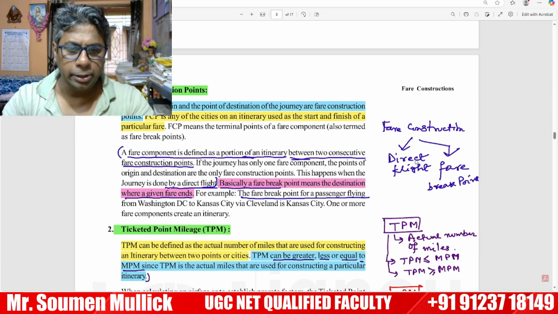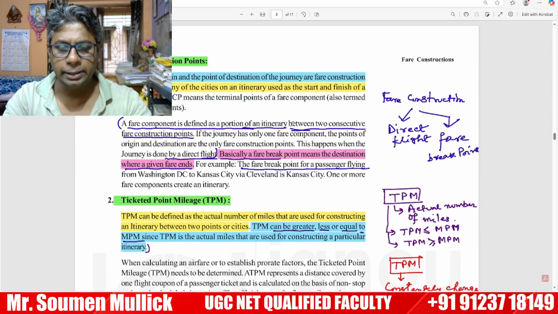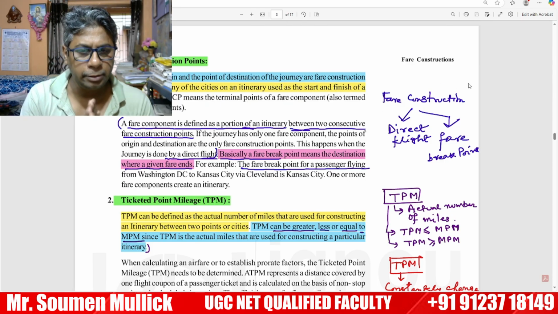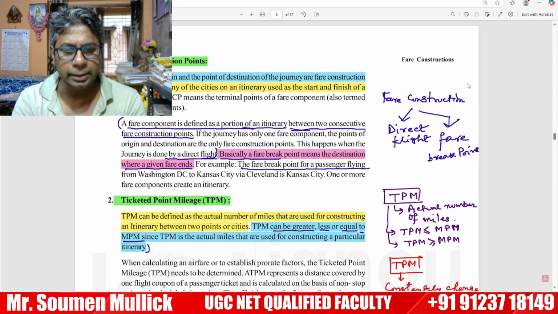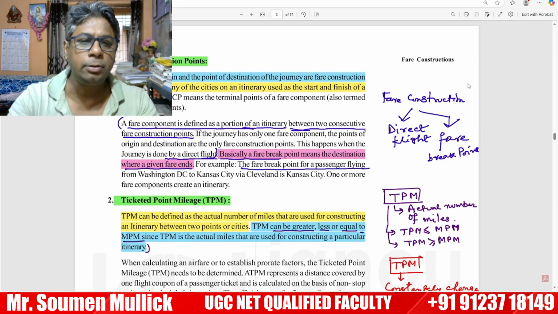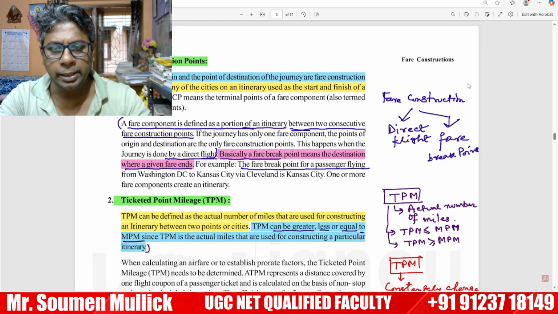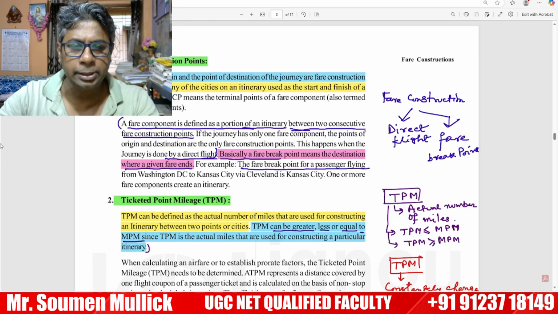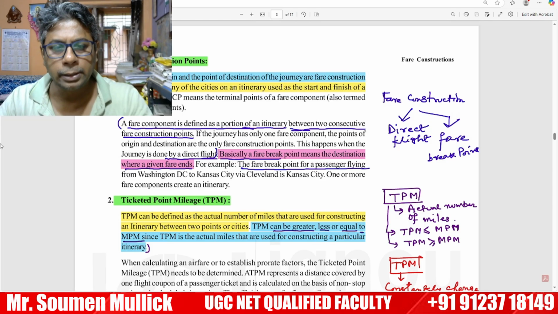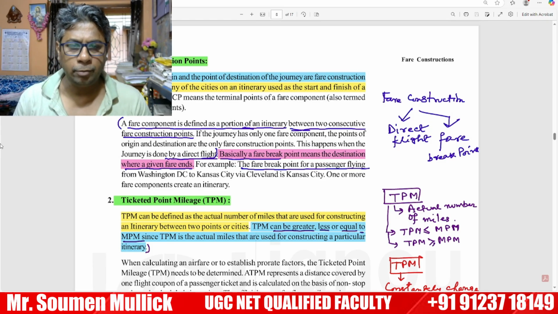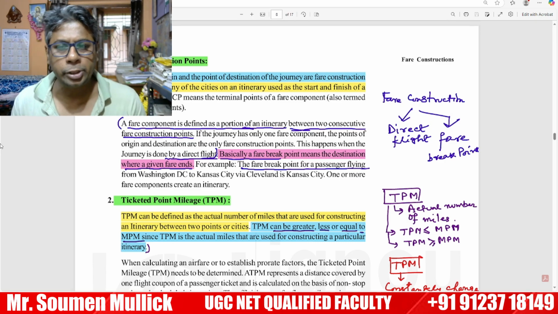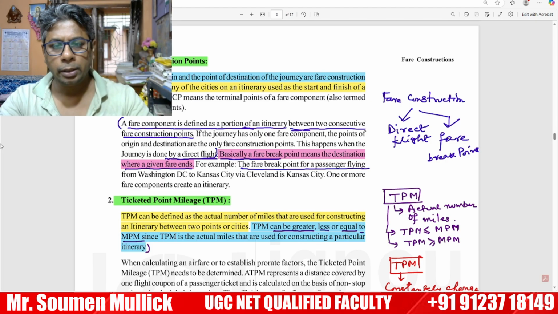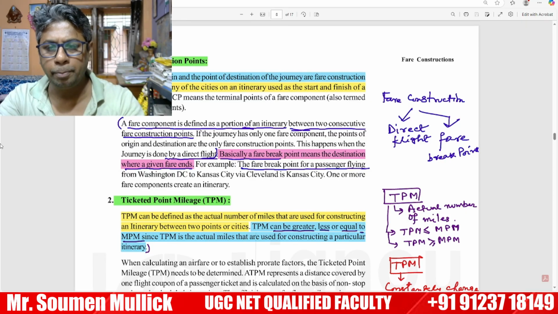Next, a fare component is defined as a portion of an itinerary between two consecutive fare construction points. If a journey has only one fare component, the point of origin and destination are the only fare construction points. This happens when the journey is done by direct flight. So one situation for a fare construction point is the direct flight. Another situation is the fare break point.